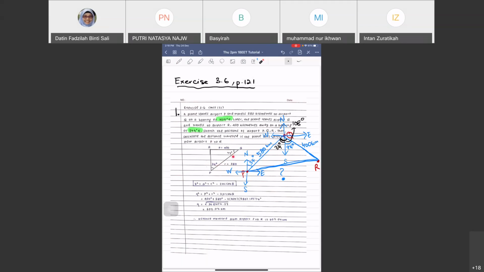Okay, Fatiha, are you there? Yes, madam. Okay, do you understand my explanation here? Yes. Okay, all right. So this is actually is the right diagram.